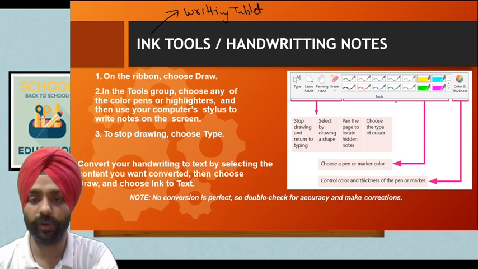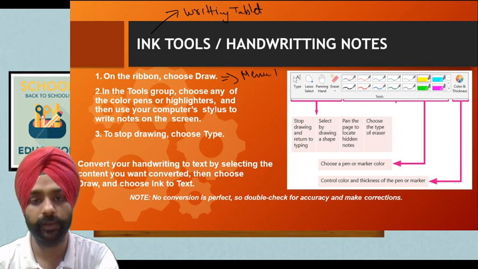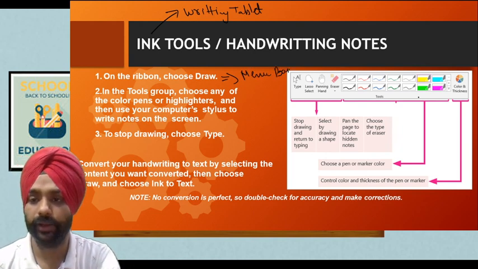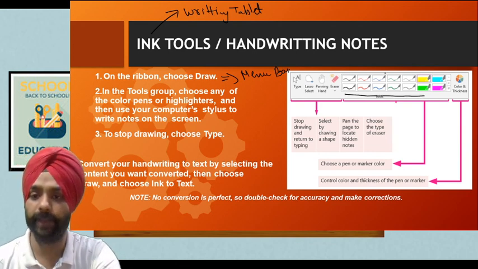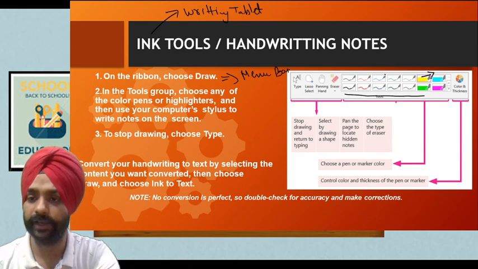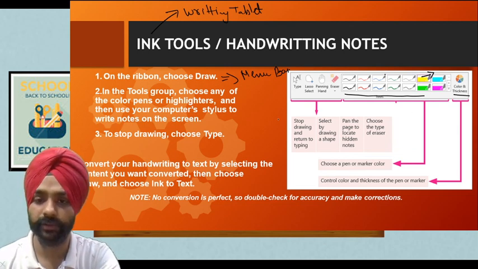On the ribbon, choose draw. So it is the ribbon or the menu bar, you can say. You can use the ink tools. See here, various ink tools are present, various types of pens, various types of highlighters. See, these are all the highlighters. You can even select the color and thickness. See here, stop drawing and return to typing by using this tool. Select by drawing a shape. If you want to draw a shape, you can use this tool.